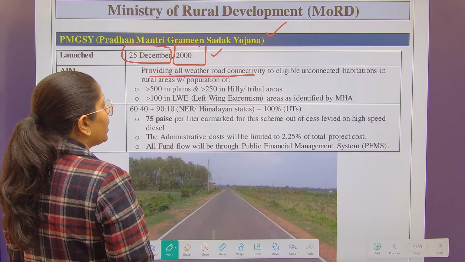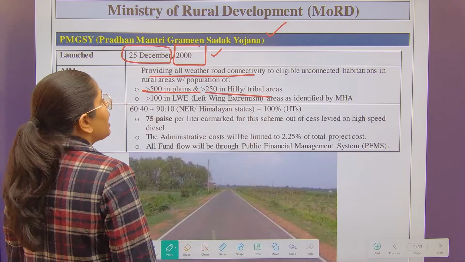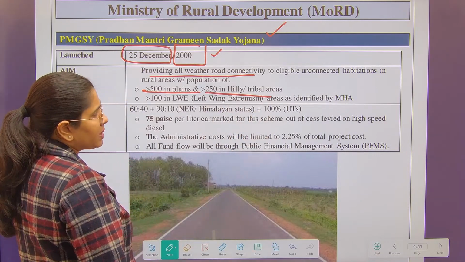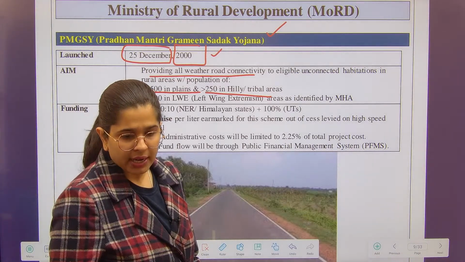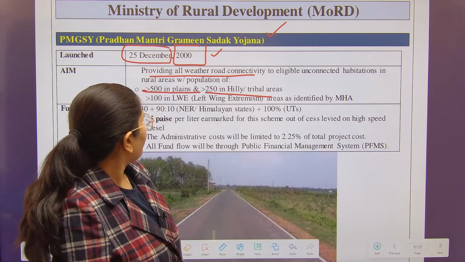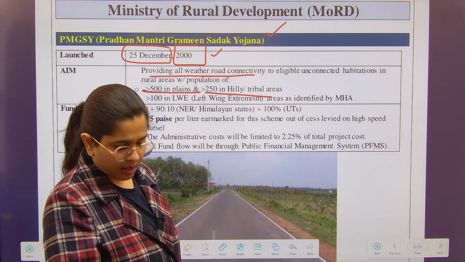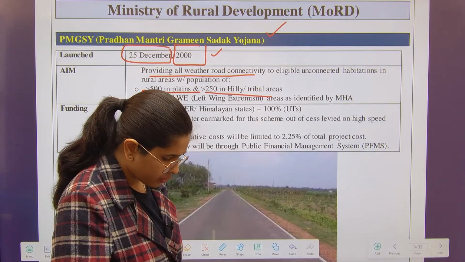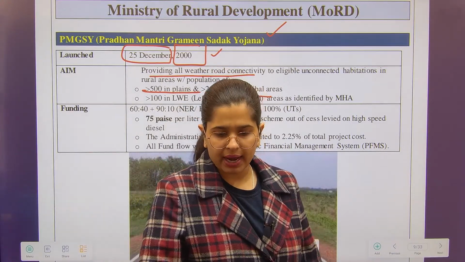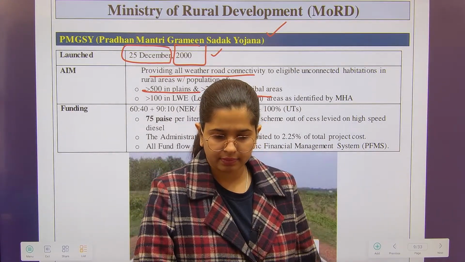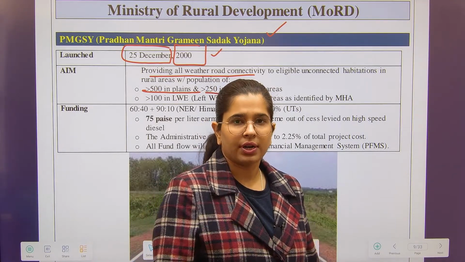Now there is the population criteria: 500 in plains, 250 in hills and tribal areas, 100 in left-wing extremism areas as identified by the Ministry of Home Affairs. Now tell me, do you understand what is left-wing extremism? Do you understand left-wing extremism, or what are the areas which are impacted by it? If you don't, then please try to find out about it. Please try to search about it.